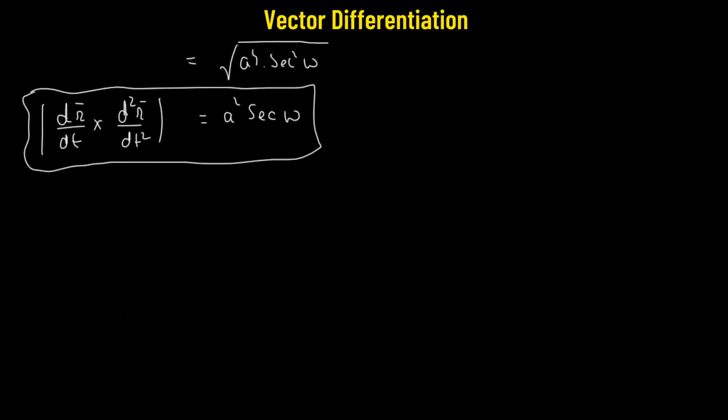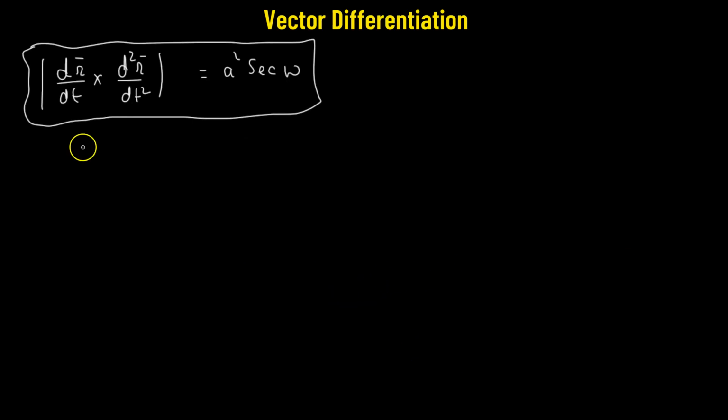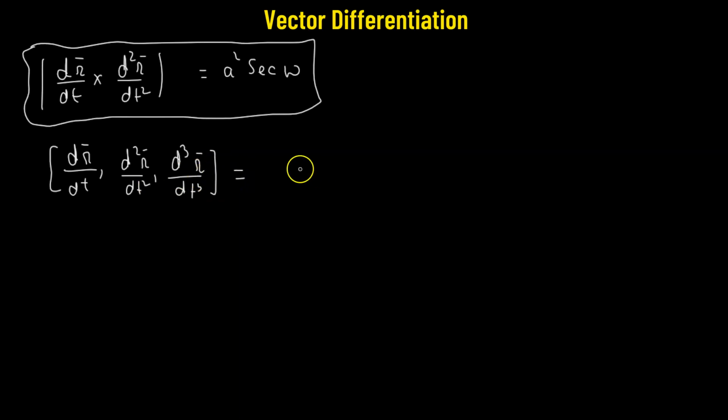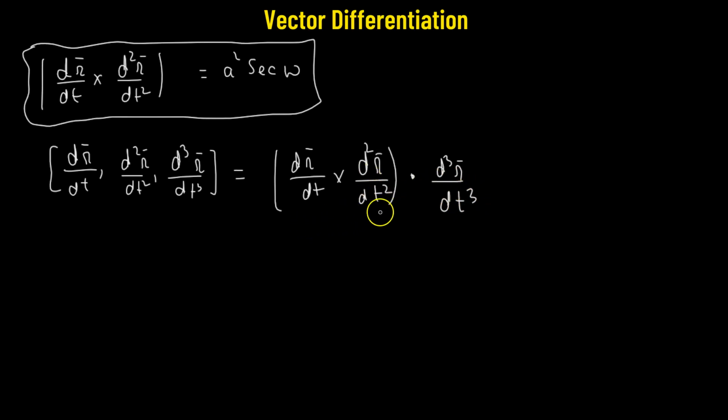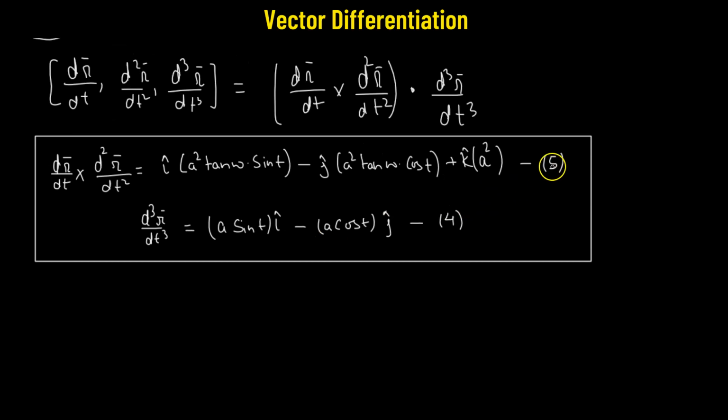Now for the second part, we have to obtain the value of the scalar triple product. We need to obtain the scalar triple product between the first derivative of r, the second derivative of r, and the third derivative of r. So by definition, this can also be expressed as dr over dt crossed with the second derivative. So we'll take the cross product between these two vectors and dot it with the vector, the second derivative of r with respect to t. Right. So we have already obtained this value. So we have to find the dot product between 5 and 4.